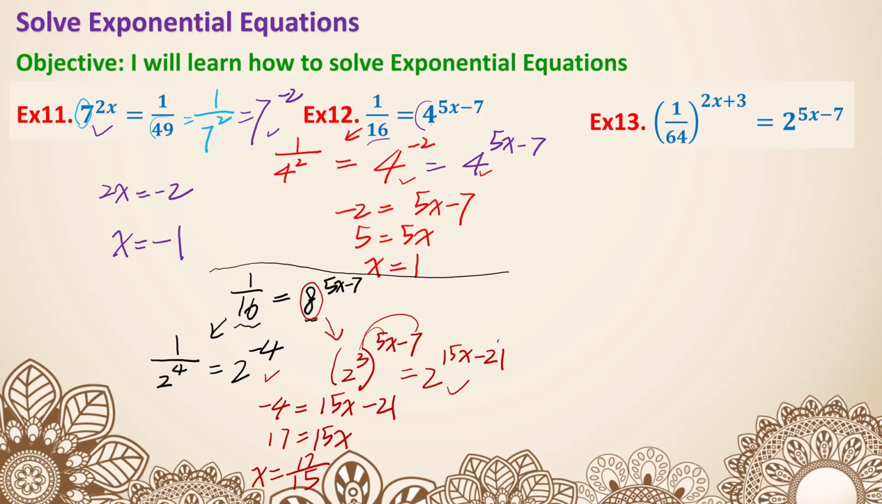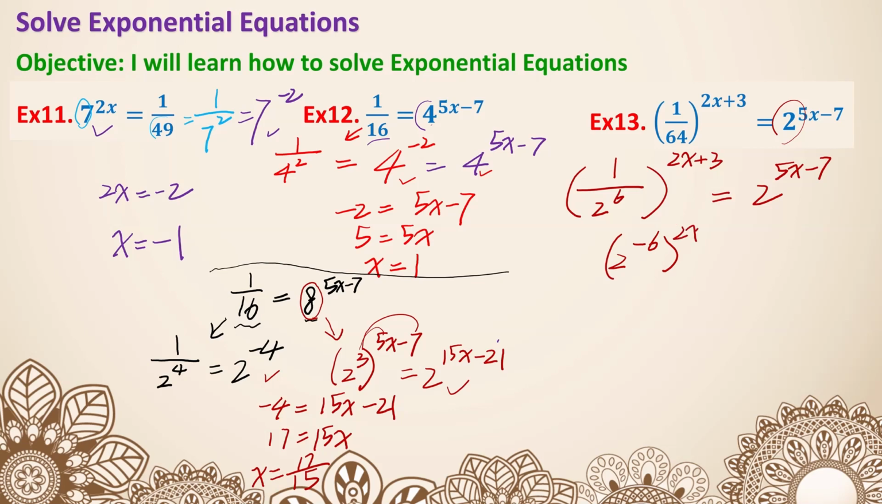using something else. Example 13, the right side is the base 2. Well, that means I can try to get 64 into a base 2, which is 2 to the 6th power. Still having the 2x plus 3 on the outside the parentheses. The right side is just 2 to the 5x minus 7 power. Now I need to rewrite that fraction, changing into a normal base 2. That would be 2 to the negative 6th power, still having the 2x plus 3 on the outside. And it's 2 to the 5x minus 7 power.